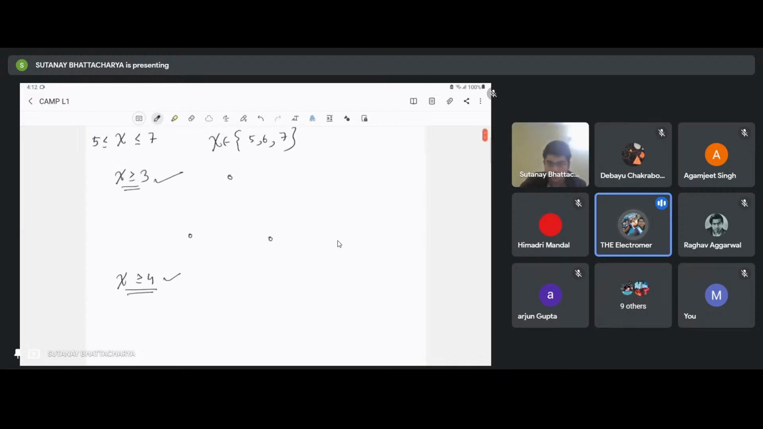Points at a distance... Sorry, say that again. So points at a distance of exactly one should have different colors. Is that right? Yes, yes.